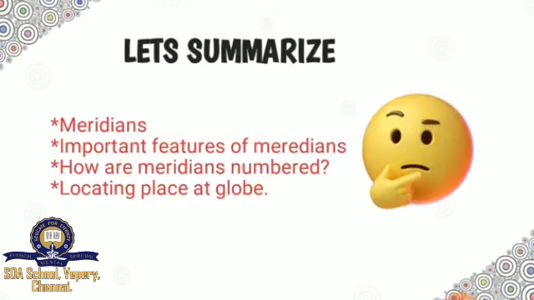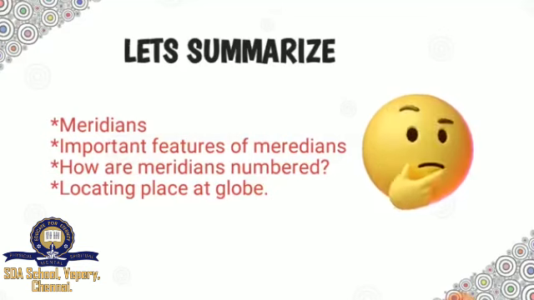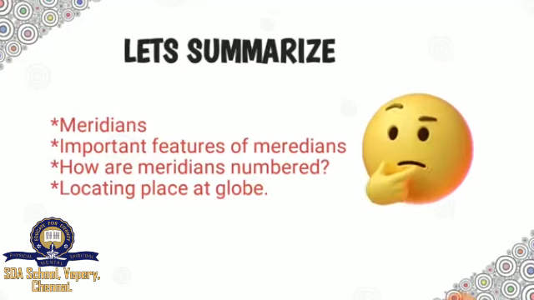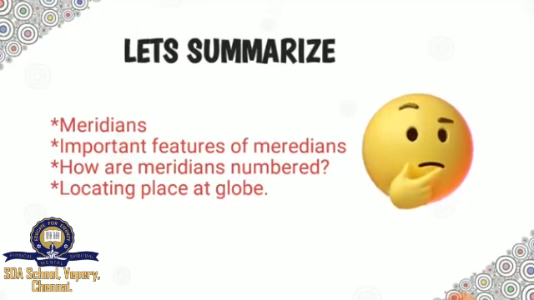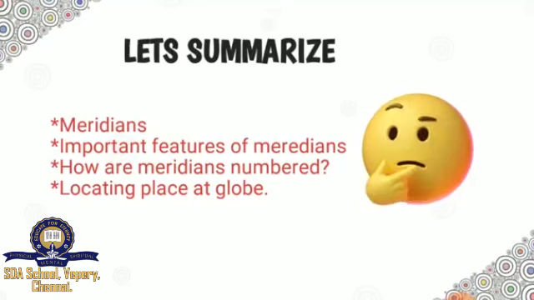Next is locating places on the globe. Where do you locate your books? In a shelf. Likewise, we can locate places on the globe also. The parallels and meridians form a network of lines on the globe. We saw the picture, the lines in the globe. That is called grid. We use that for locating places on the globe.